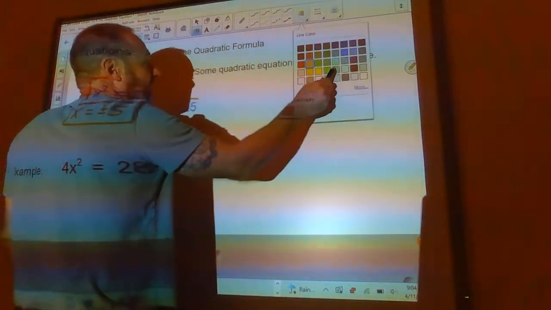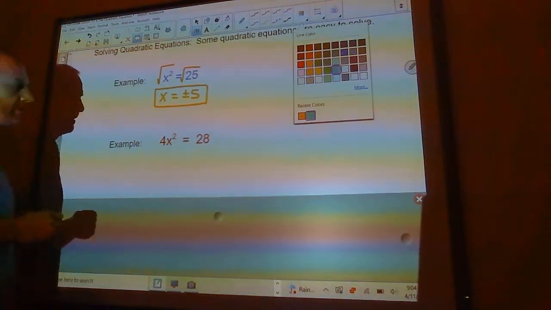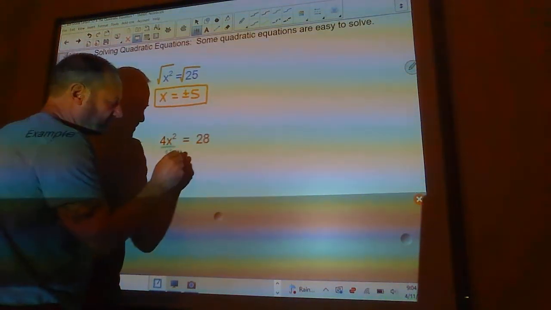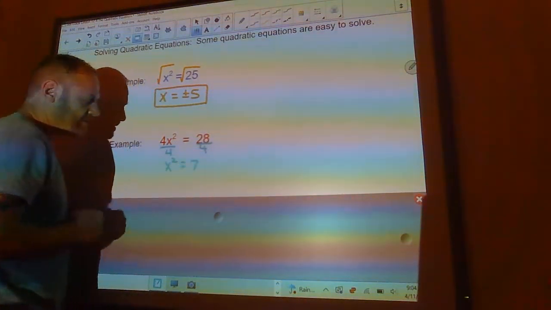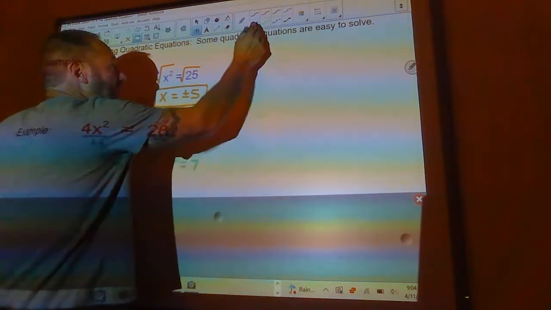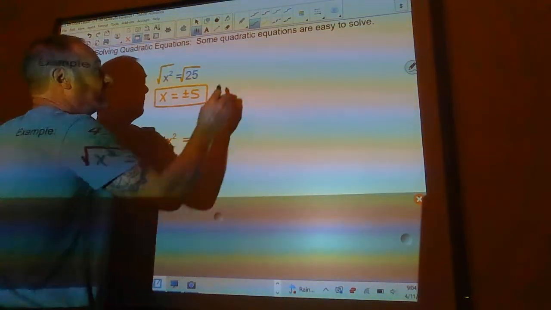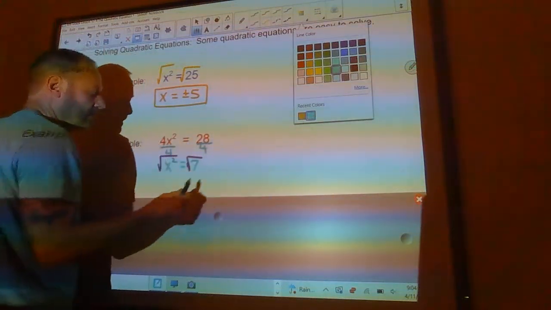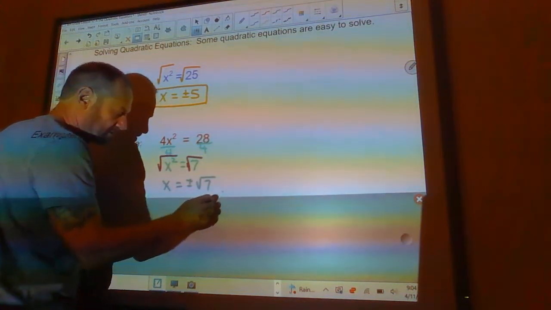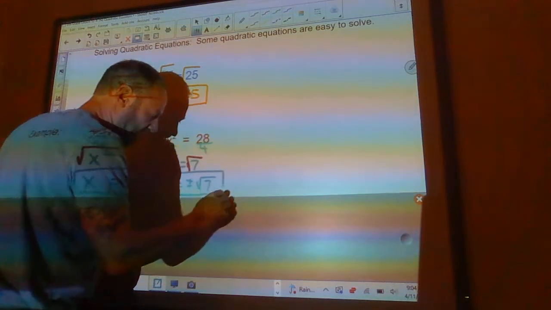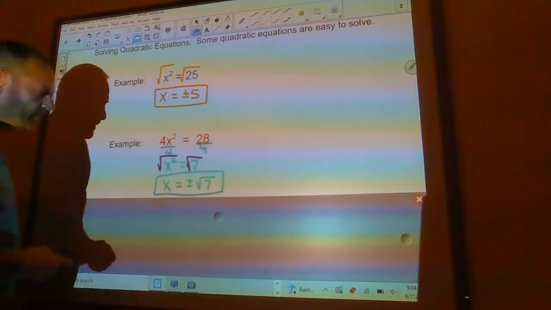Next you've got something that looks like this, where we might have to do a little division first. So we'll divide both sides by 4. We get x squared is 7. And then we'll go ahead and square root both of those sides, and we get x equals plus or minus the square root of 7, which we're just going to leave like that because that's the exact answer.